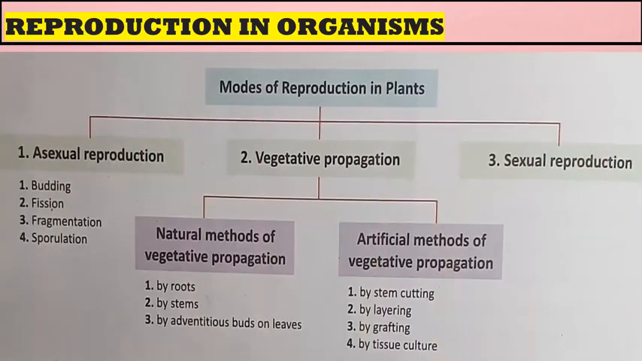Reproduction in organisms. Here in this chapter, we will study the modes of reproduction in organisms. These are asexual reproduction, vegetative propagation, and sexual reproduction. In asexual reproduction, here in this module, we will learn about budding, fission, fragmentation, and sporulation, which is also called as spore formation. Vegetative propagation. The two types of vegetative propagation are natural methods of vegetative propagation and artificial methods of vegetative propagation. And lastly, we will study about sexual reproduction.